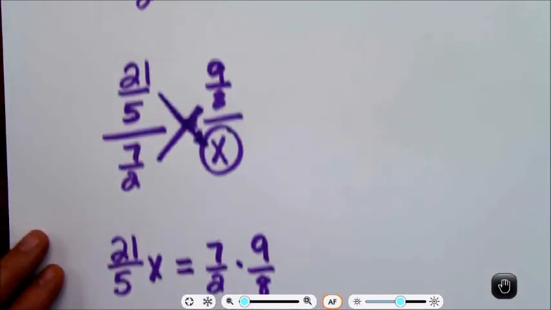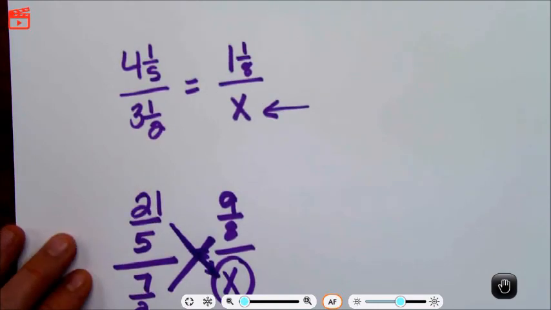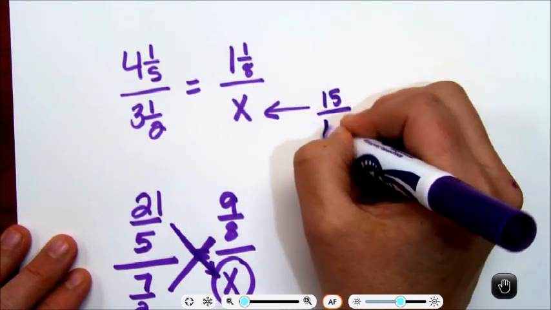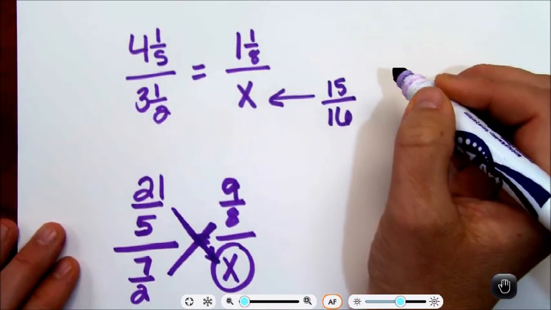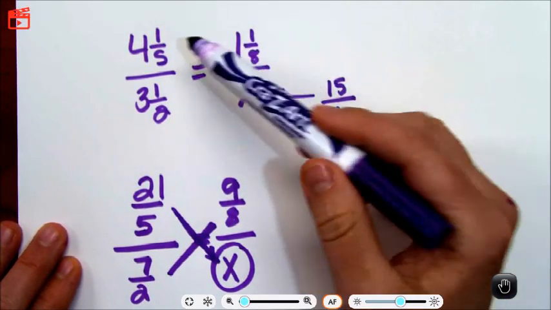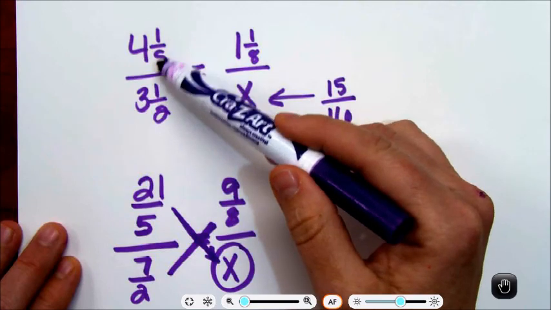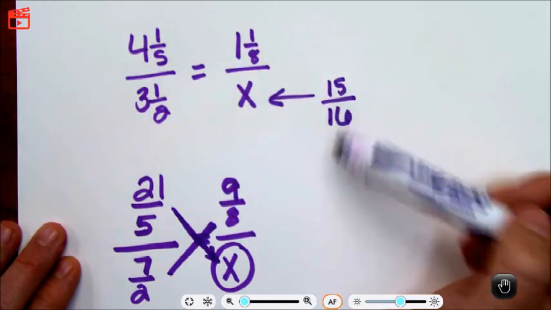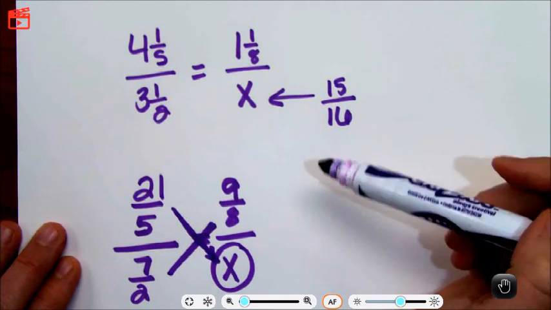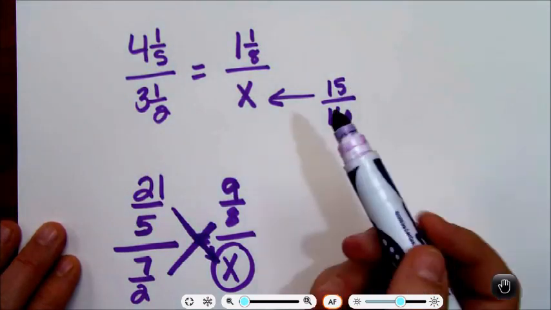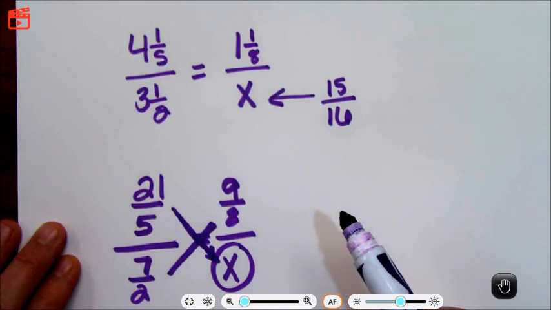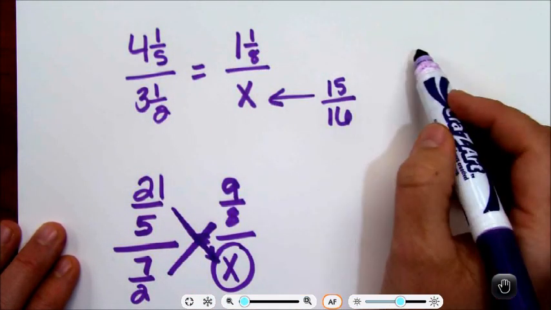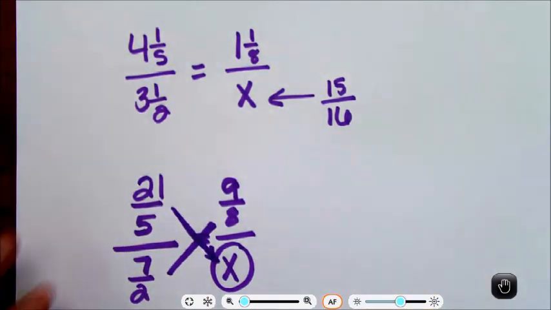Now let's look back up at our number. X equals 15 over 16. So we know that 4 1/5 over 3 1/2 is equal to 1 1/8 over 15/16. Now, if you want, you can take the time to cross multiply, and you should get a number that is equal to one another.